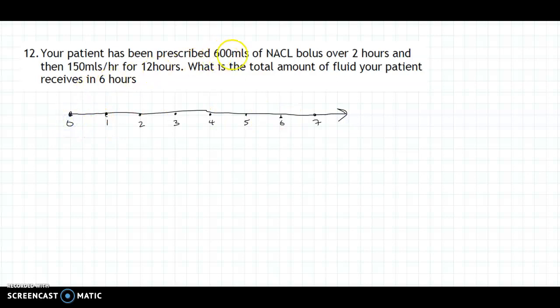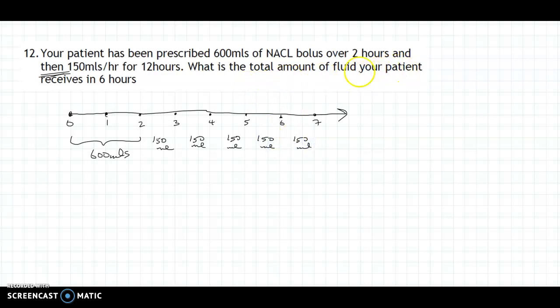The patient is prescribed 600 mils over 2 hours. So look here, the first 2 hours, the patient gets 600 mils. And then 150 per hour after that. So we've 150 mils here, 150 mils here, 150 mils here, 150 mils here, 150 mils here.